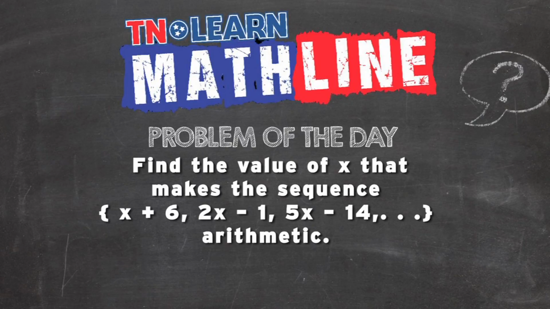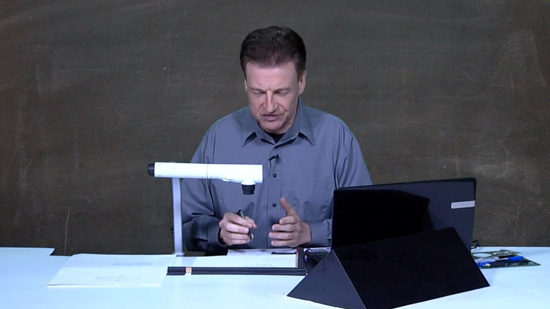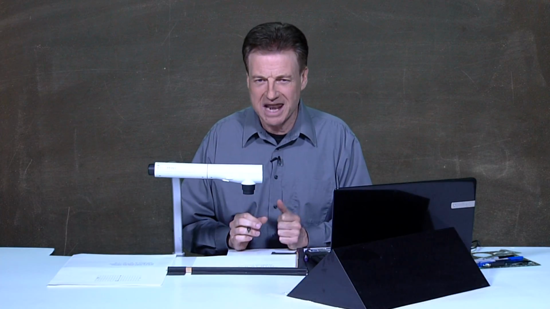Find the value of x that makes the sequence, this one's a tough one, ladies and gentlemen, x plus 6, then 2x minus 1, and 5x minus 14. Those are the 1, 2, 3 terms, and then it goes on and on and on, and we want to make that sequence arithmetic. Wow, that was a mouthful. Find the value of x that makes this sequence arithmetic, all right?